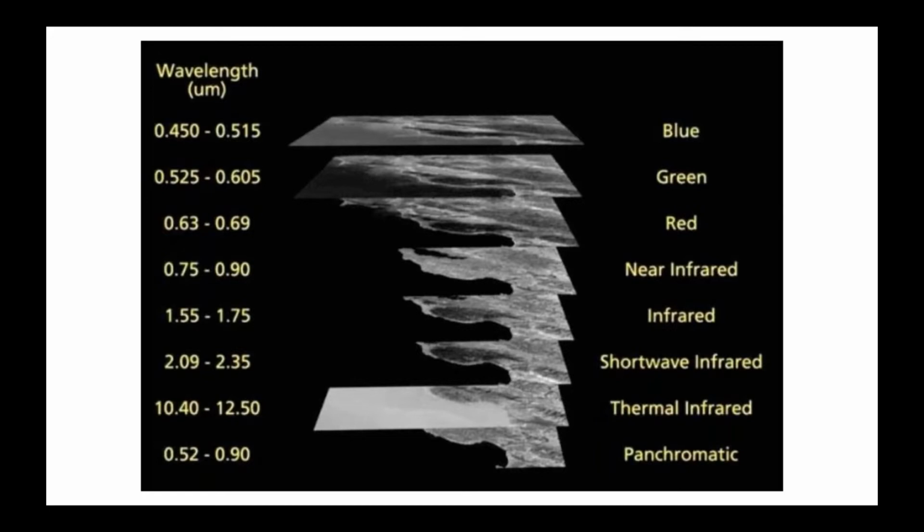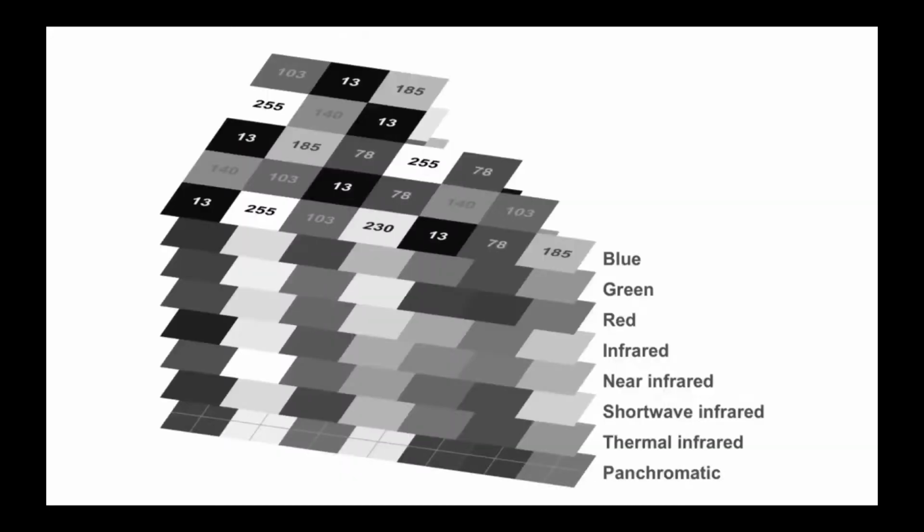This is a somewhat more abstract view of what raster data looks like, but it emphasizes the fact that each pixel represents a data point. So there's this much blue reflecting off of this part of the planet, there's this much green, et cetera, et cetera.